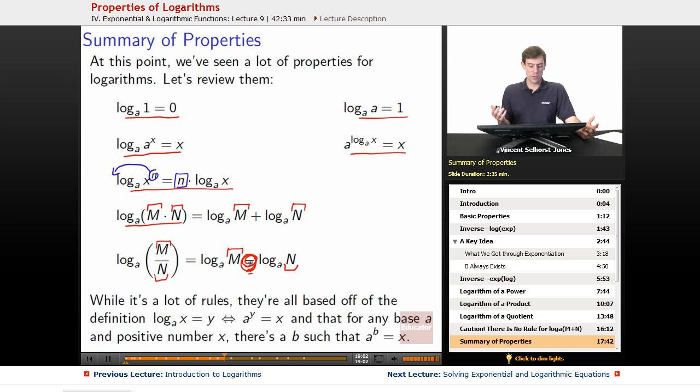So it seems like a lot of rules, and there are a fair bit of new things that you have to get used to here, but they're all based off of our original definition of what it means to be a log. The idea that log a of x equals y means that a to the y equals x. This is really what it is. You can either write an exponential form or logarithmic form. It's just a way of denoting things. So a to the y becomes what we were originally taking the log of. And for any base a, we also figured out this key idea that for any positive number x, there was a b that allowed us to get to that x. a to the b equals x, for any x that we wanted to get to.